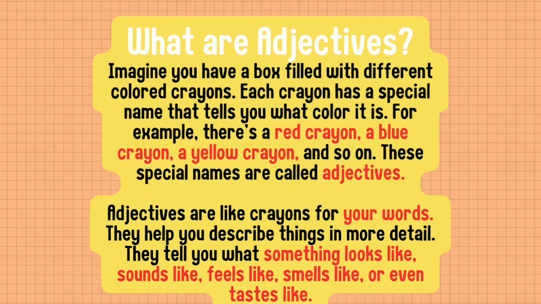So, adjectives are like crayons for your words. They help us to describe things in more detail. They tell us what something looks like, or what something sounds like, feels like, smells like, or even tastes like. And I will explain with a few more examples so that you can understand clearly.